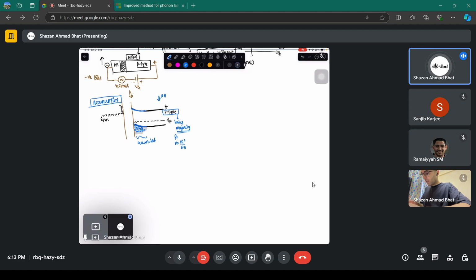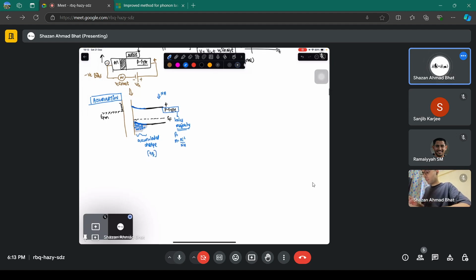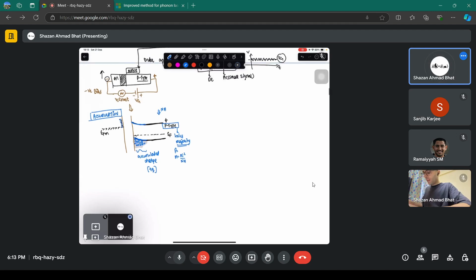This is the accumulated charge. In this case, it's a positive charge because of holes. Holes we consider as a positive charge. Okay. So on this side, these are negative charges. All right. This is scenario one.